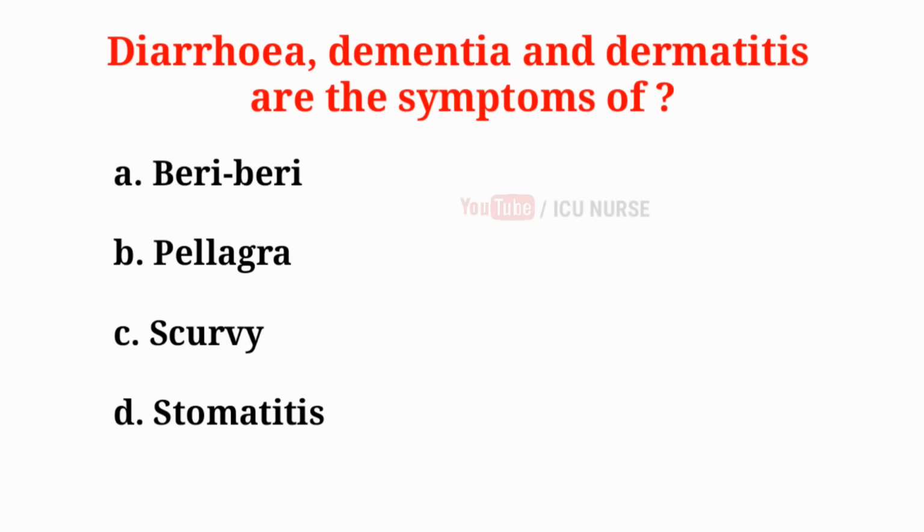Diarrhea, dementia, and dermatitis are the symptoms of: A. Beriberi, B. Pellagra, C. Scurvy, D. Stomatitis. And the correct answer is B. Pellagra.